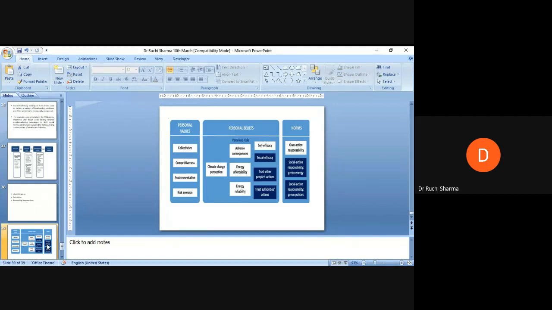So all these are our beliefs, and under norms the categories are our own action responsibility and our social action responsibility, that is, we are promoting for example green energy, and also the policies which are there for bringing the change in the environment, so as to have a better place to live for us as well as for our future generation.